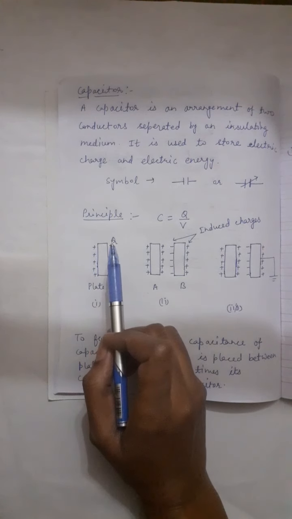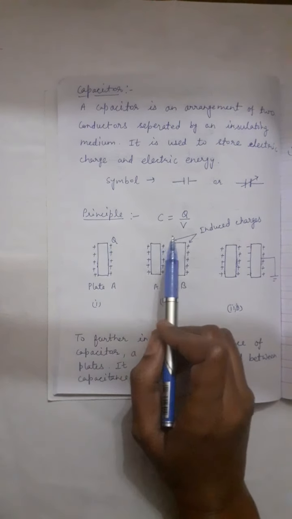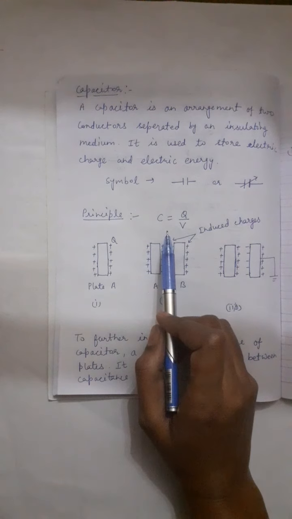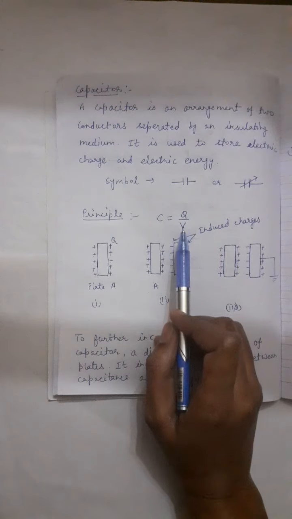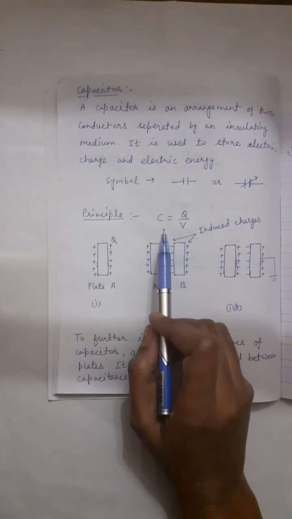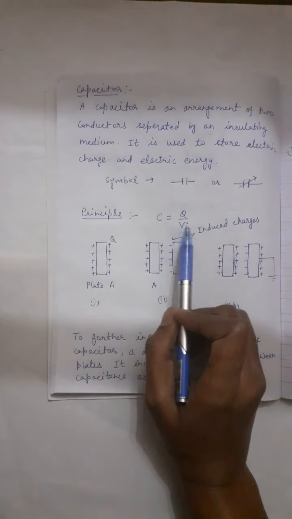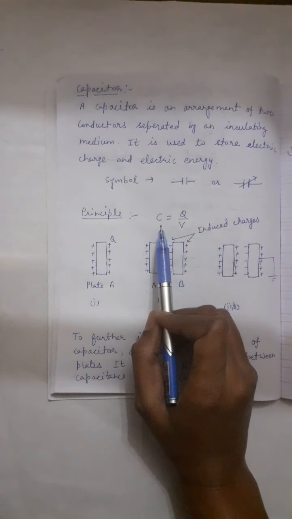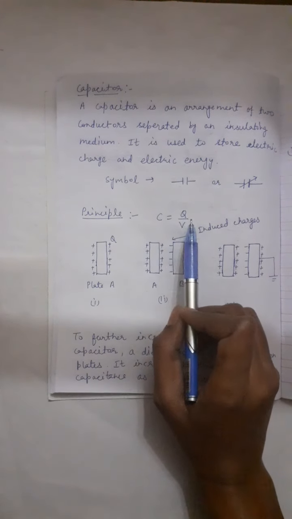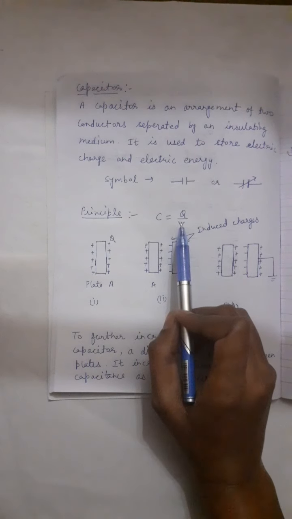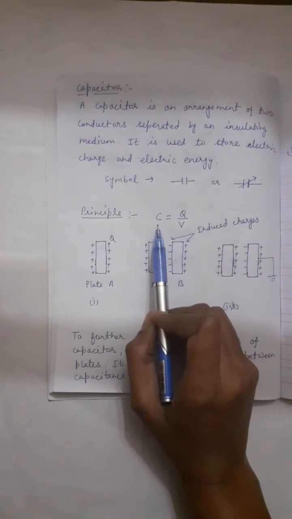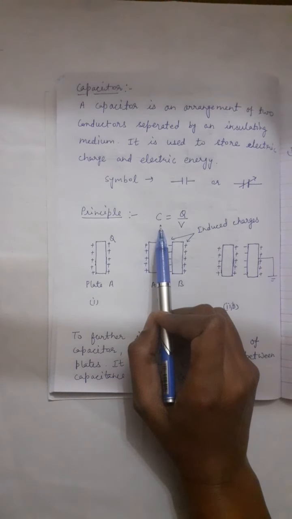Now, the principle of the capacitor. We know that capacitance C is equal to Q upon V, that is, charge upon potential. So from this formula, it is clear that if we want to increase the capacitance, either we can increase the charge given to the capacitor, or the second method is that if we decrease the potential, then also we can increase the capacitance.